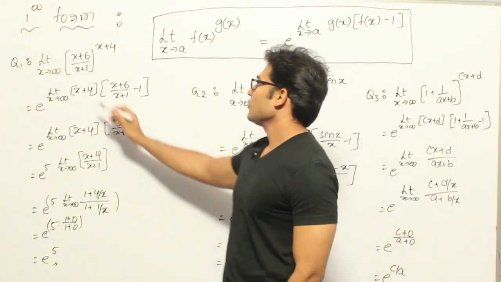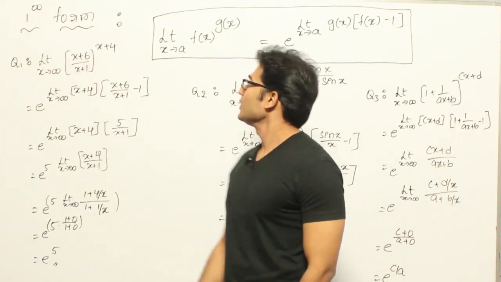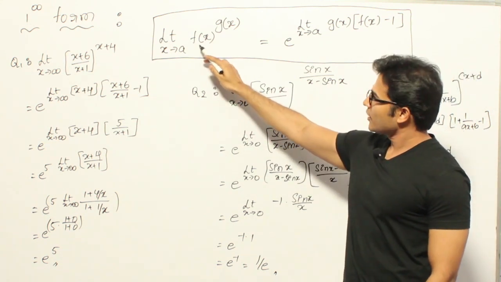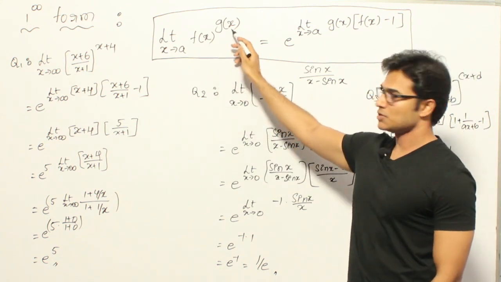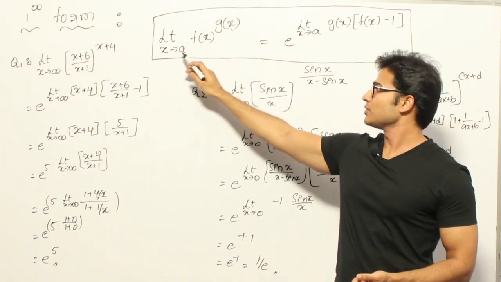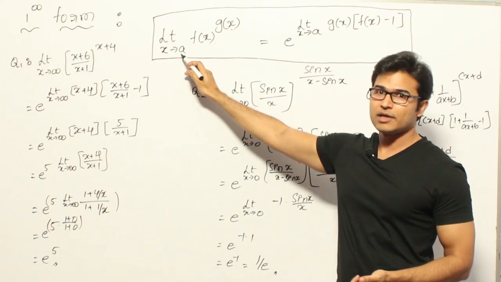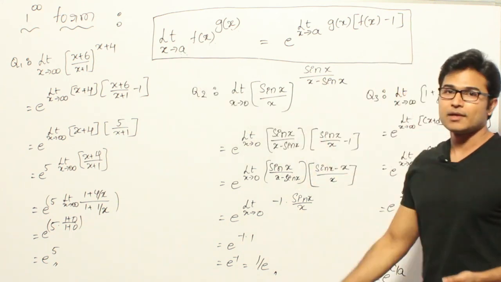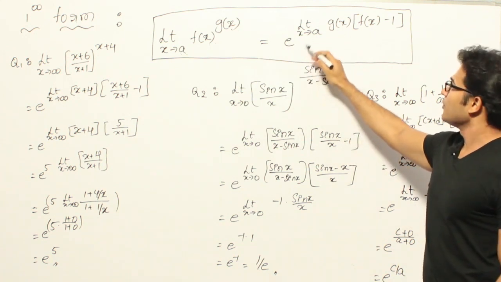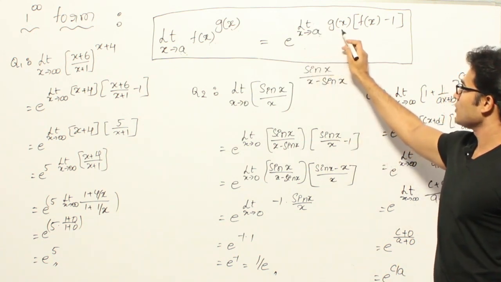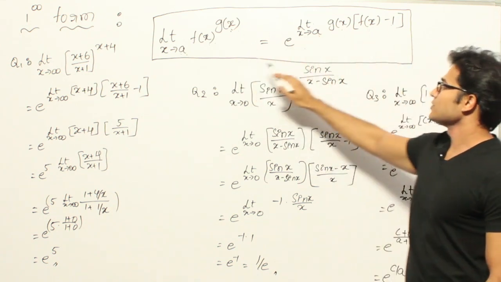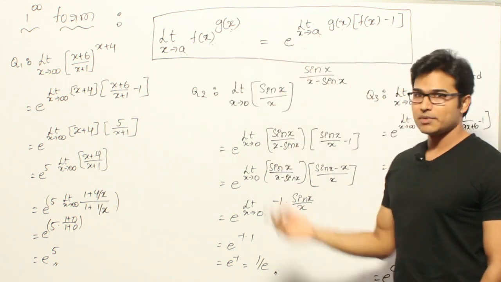Now whenever you get 1 power infinity form, then you can use this formula. So limit x tends to infinity, if there is a function f of x raised to the power of a function g of x, and you are getting 1 power infinity if I substitute in place of x a value of a, then you can directly use this formula. The formula is: e power limit x tends to a of g of x into f of x minus 1. Okay, with examples it will be clear.